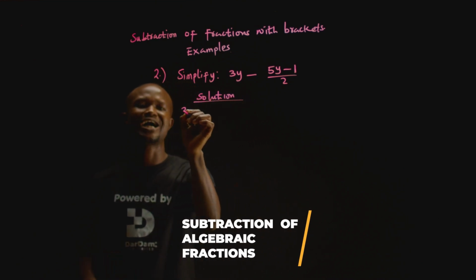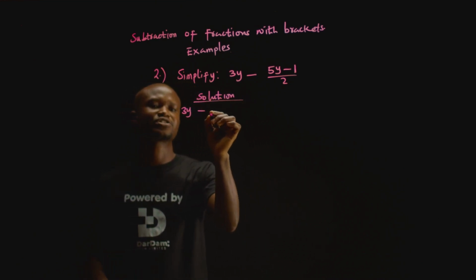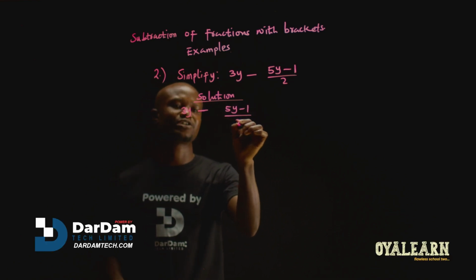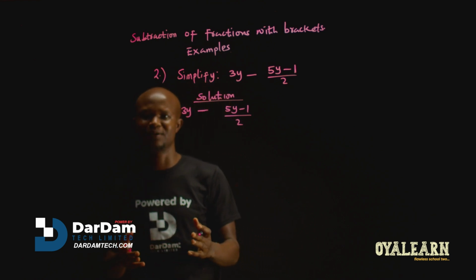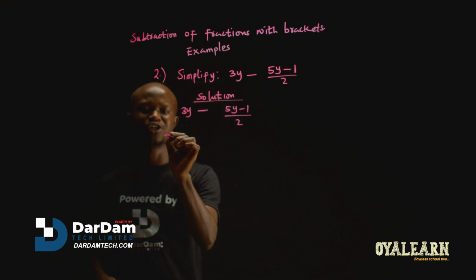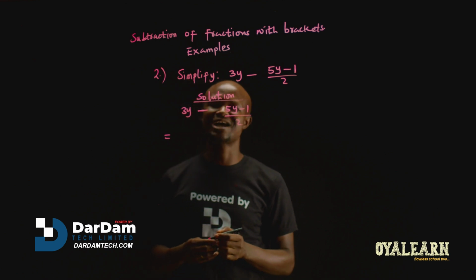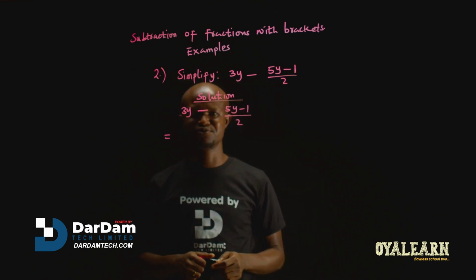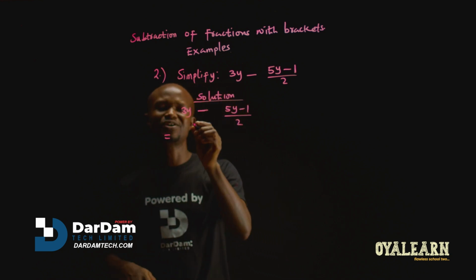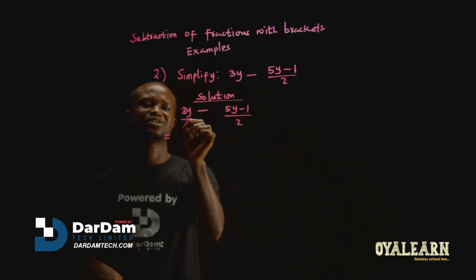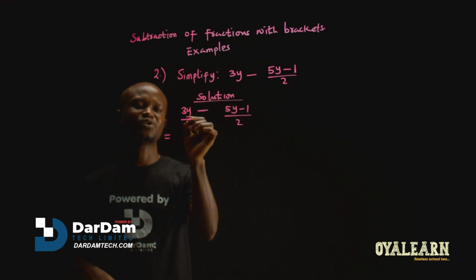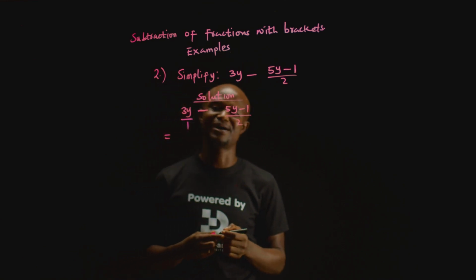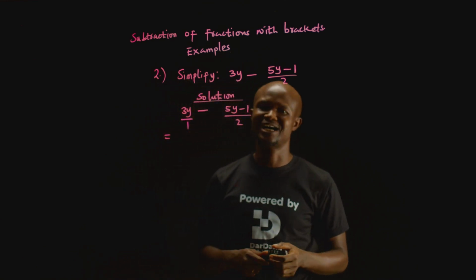We have 3y minus (5y minus 1) divided by 2. How do we solve this problem? The first thing we need to do is to write 3y as a visible fraction. How do we write that? 3y will be the numerator, and the denominator will be 1, because 3y divided by 1 is 3y.